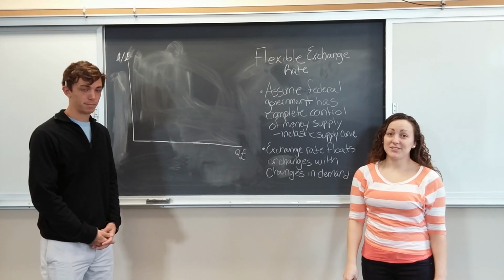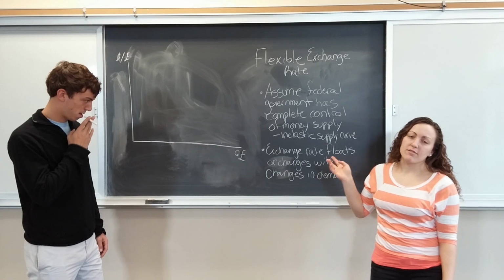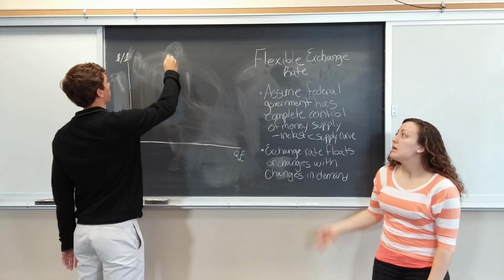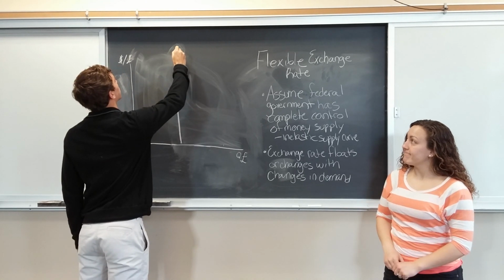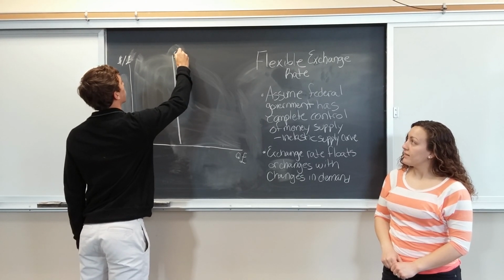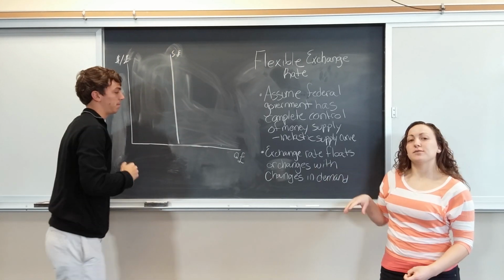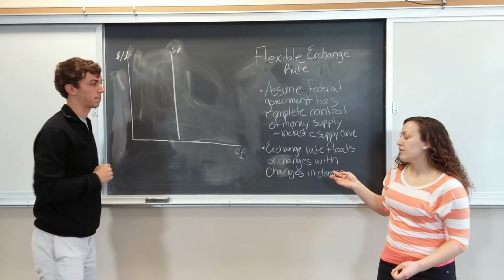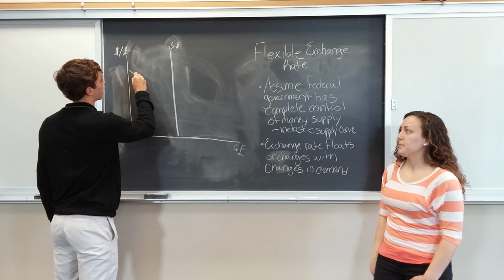Exchange rates can be demonstrated with a simple supply and demand graph. So you're going to assume that the federal government has complete control of the money supply, meaning the supply of money will be perfectly inelastic. And since it's a flexible exchange rate, it's going to fluctuate with changes in demand. So as demand changes, the exchange rate will also change.